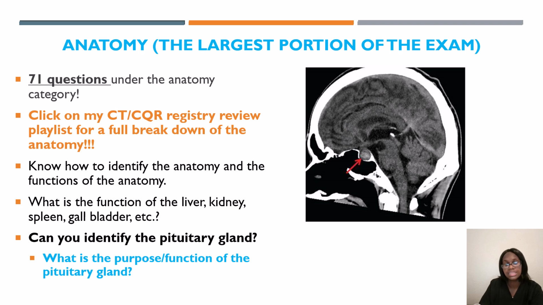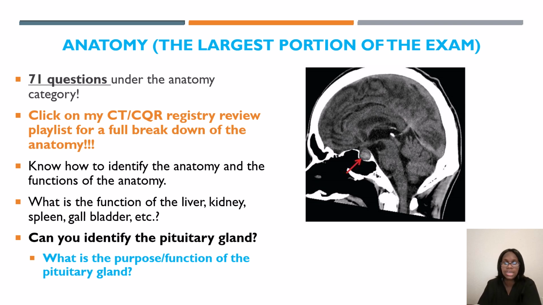So click on my CT CQR registry review playlist. It's going to give you a full breakdown on the anatomy. I also have review questions and answers. Know how to identify the anatomy. Know the functions of the anatomy. What is the function of the liver, kidney, spleen, gallbladder? Can you identify the pituitary gland? What is the purpose of the pituitary gland?